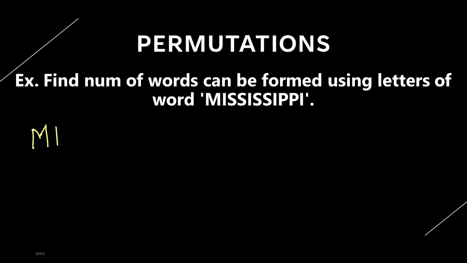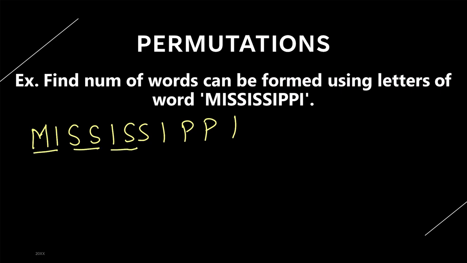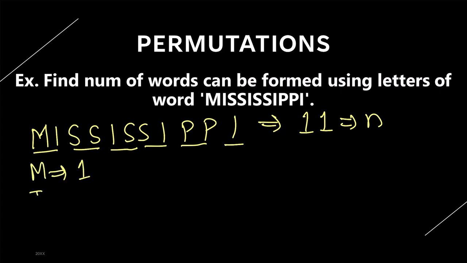Now this is another example. You have to use these letters M, I, S, S, I, S, S, I, P, P, I, Mississippi. Now the formula is still the same. How many letters are there? 2, 4, 6, 8, 10, 11. So total 11 letters are with you. N is 11. How many M we have? We have 1 M. How many I we have? 1, 2, 3, 4. How many S we have? 4. How many P we have? 2. So we have 1 M, 4 I, 4 S, 2 P's.